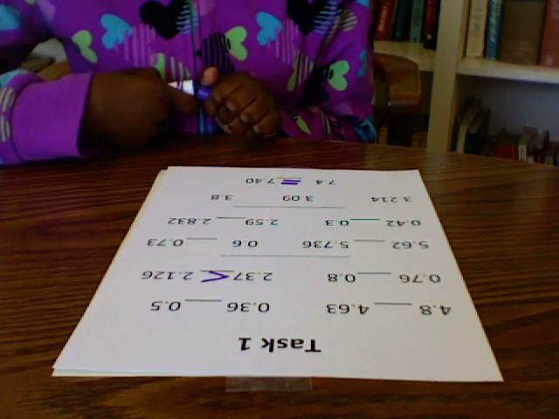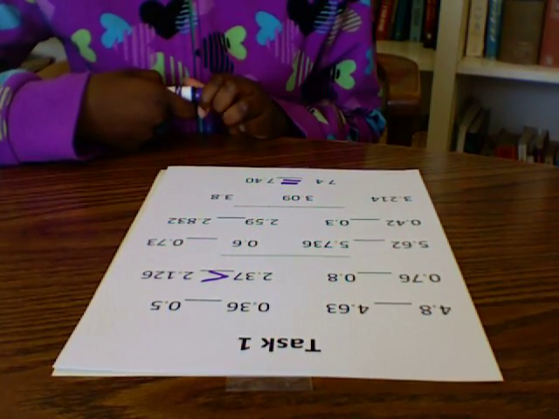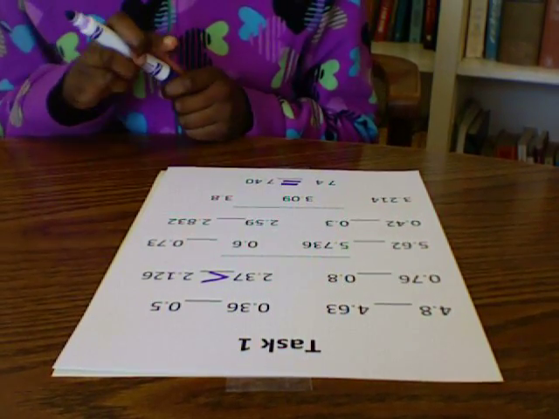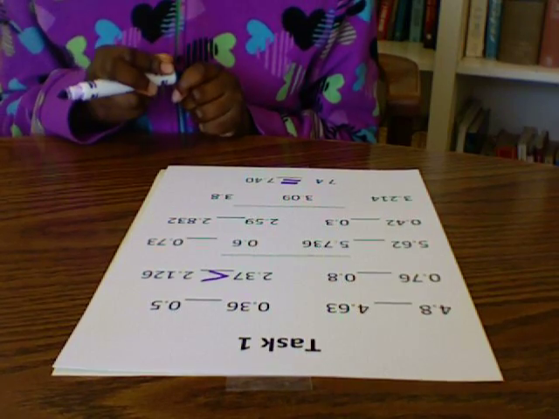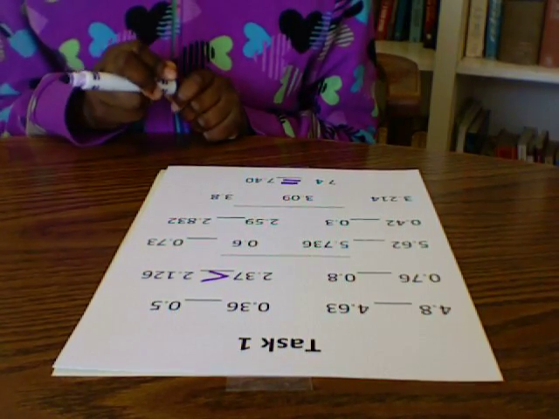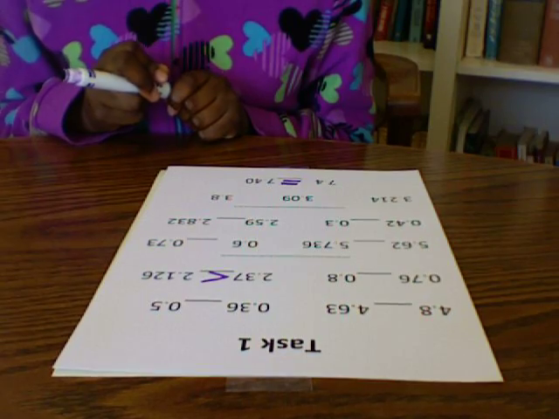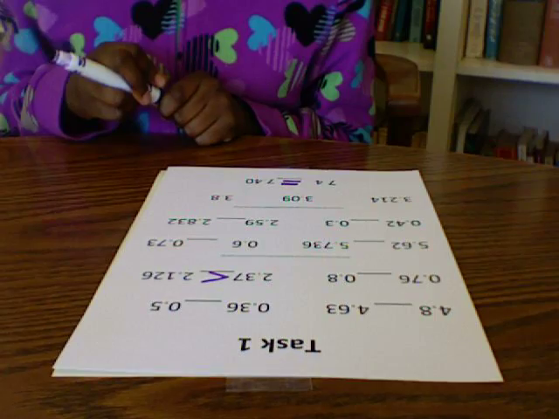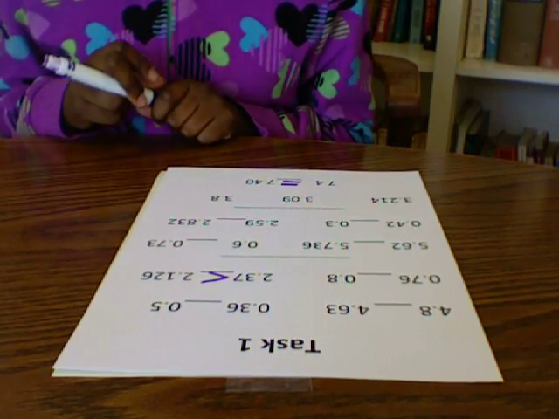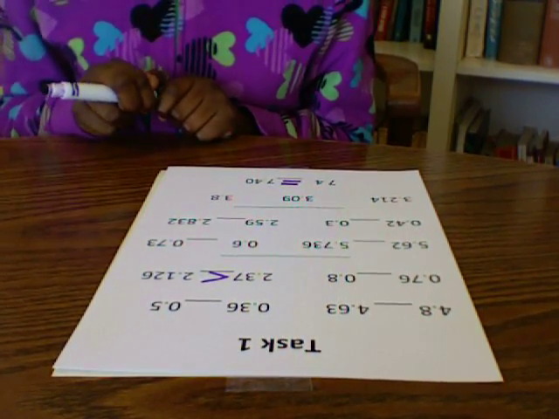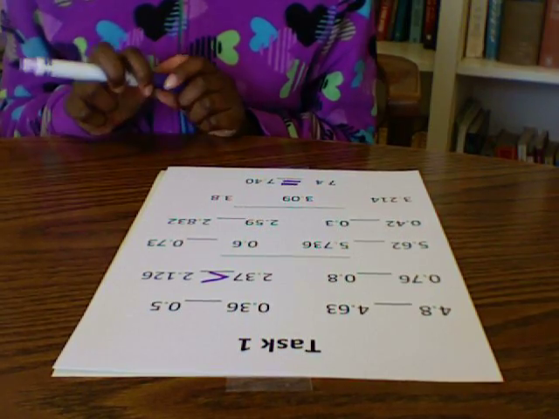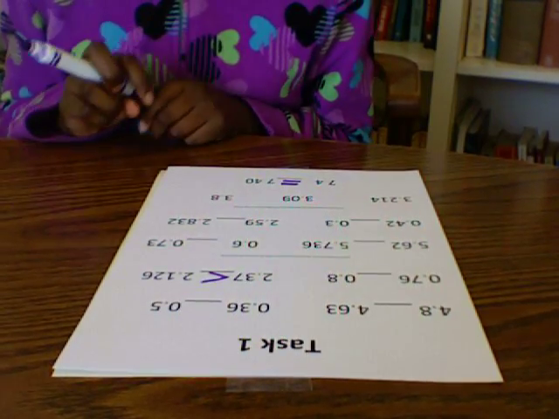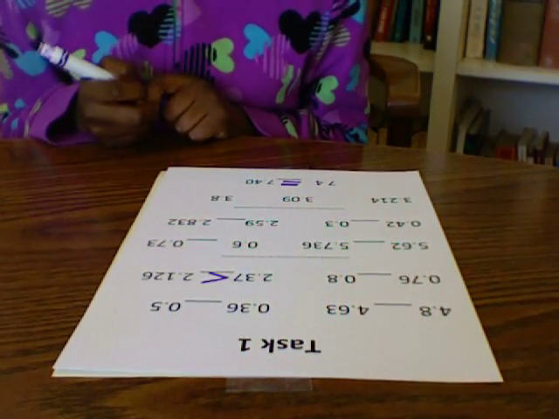Okay, so what does that say? The sign, or? The whole thing, if you were to read that. 2 and 37 is less than 2 and 126 millions. Gotcha. Read it one more time for me. 2 and 37 is less than 2 and 126 millions. Gotcha. And why did you decide to put your sign that way? Because if I put it that way, it wouldn't be true. And why wouldn't it be true? How do you know?